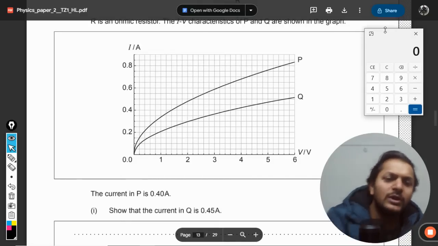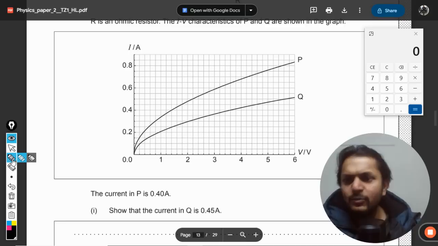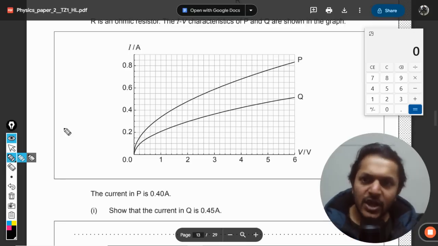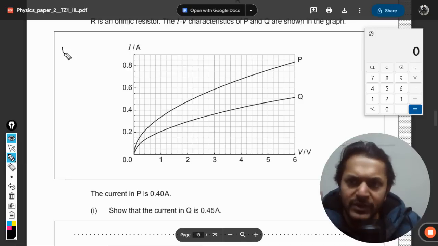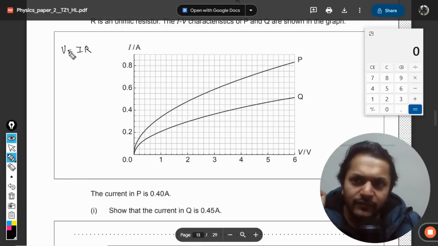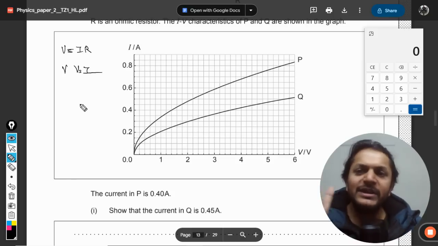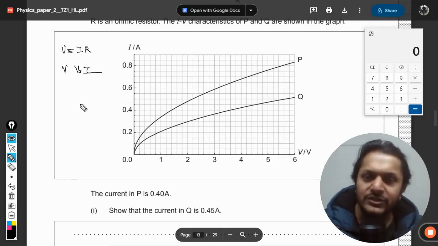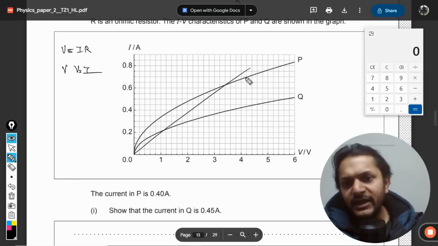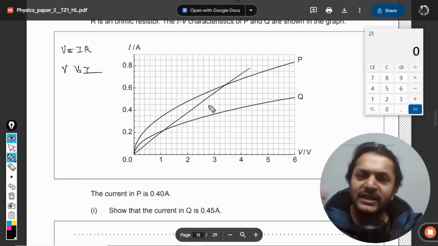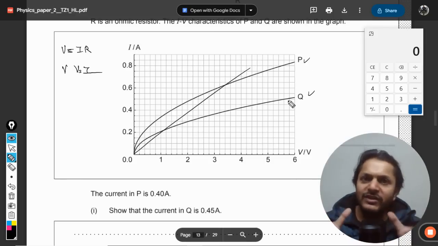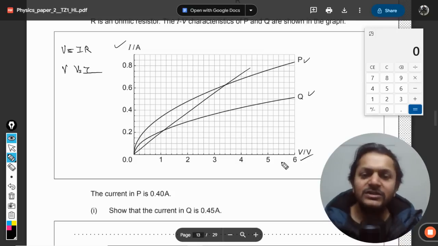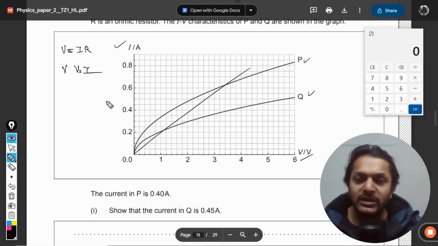Let me explain what is an ohmic resistance and what is a non-ohmic resistance. Ohmic resistance is the resistance that follows Ohm's law. What is Ohm's law? V is equal to IR, which clearly means that the graph between V and I will be a straight line passing through the origin. So it has to be like this. If it is not this, it is non-ohmic. So definitely the P and Q graphs are curvilinear graphs between I and V. So that is not good. So these are non-ohmic resistances.